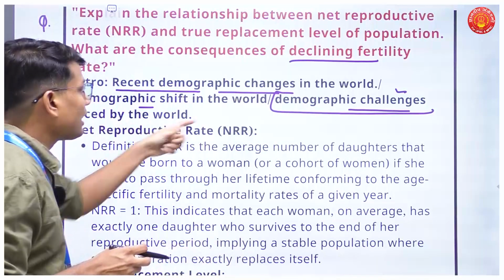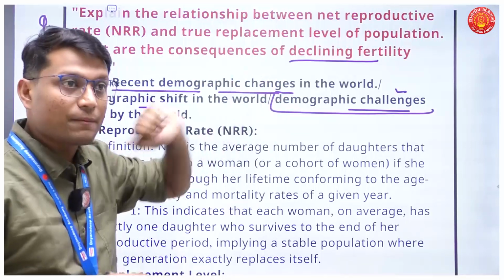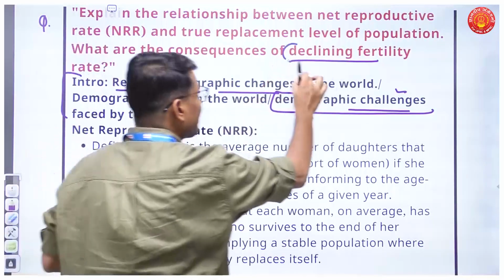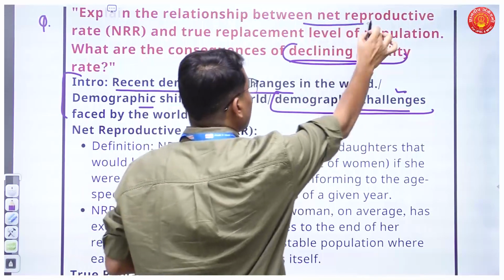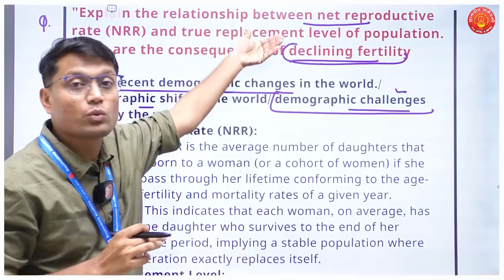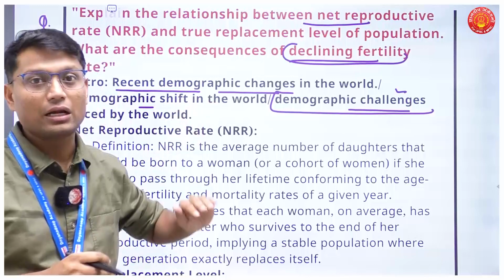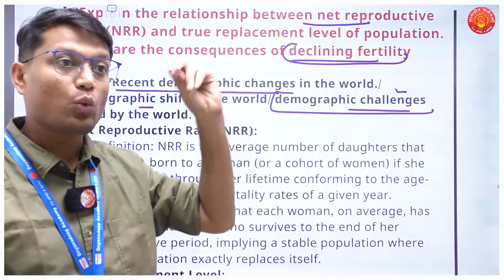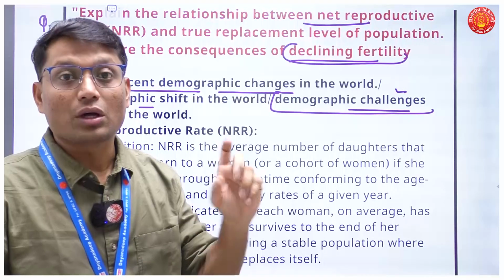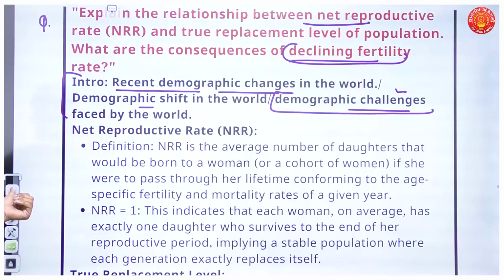So when introducing, I'll mention what demographic challenges this world is facing, and that these demographic challenges are a result of declining fertility or declining net reproductive rate. That way you can backlink with the question. Again, this is a better practice. If you can reiterate terms which are used in the question in your introduction, that will be considered a good introduction. Fine. So try to reiterate all these terms and terminology.